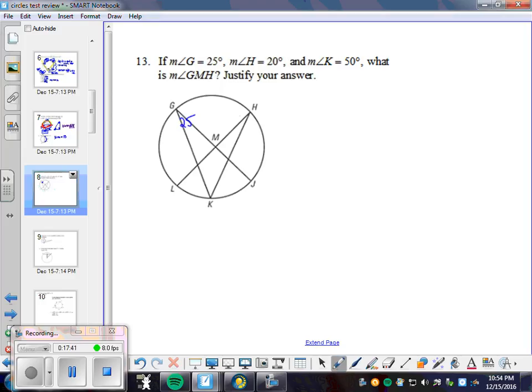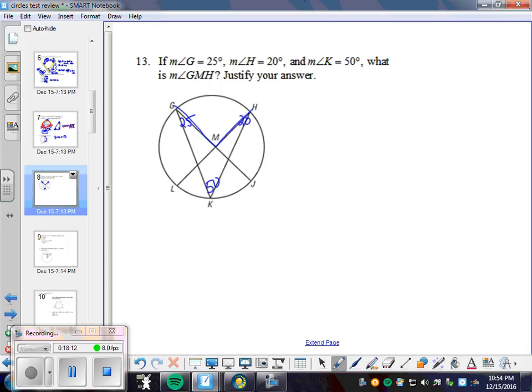H is 20. K is 50. What is GMH? So we're looking at this angle. It does not tell us this is a center, so you can't figure that. So we've just got to look at arcs and measures to get there.